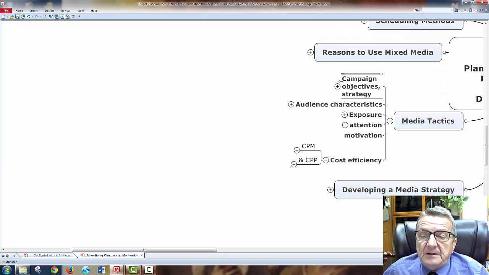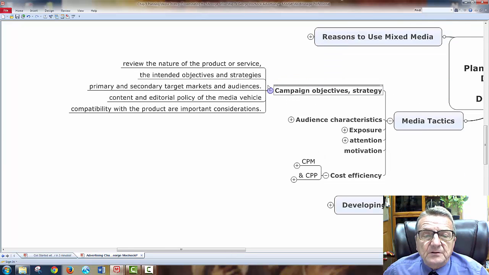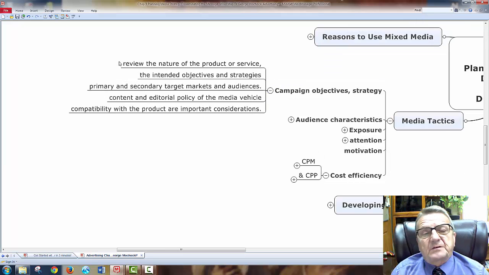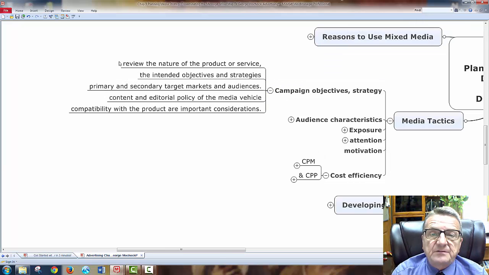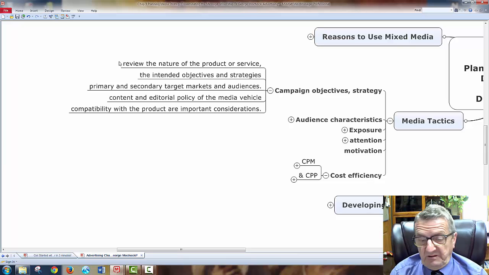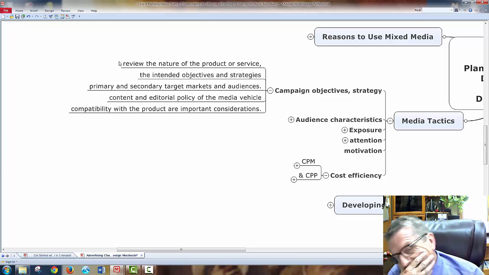Now I'm looking at campaign objectives. Remember, and these are real, I'm just going to go on here. Review the nature of the product or service. What are we making? What do we stand for? What is our core, what's the product supposed to do? What do you want me to do with this, okay? Intended objectives. What's the objective? Do I want to bring people in? I'm an advertiser now. I'm the creative person. Tell me what you want. You created this thing, and I kind of like it.